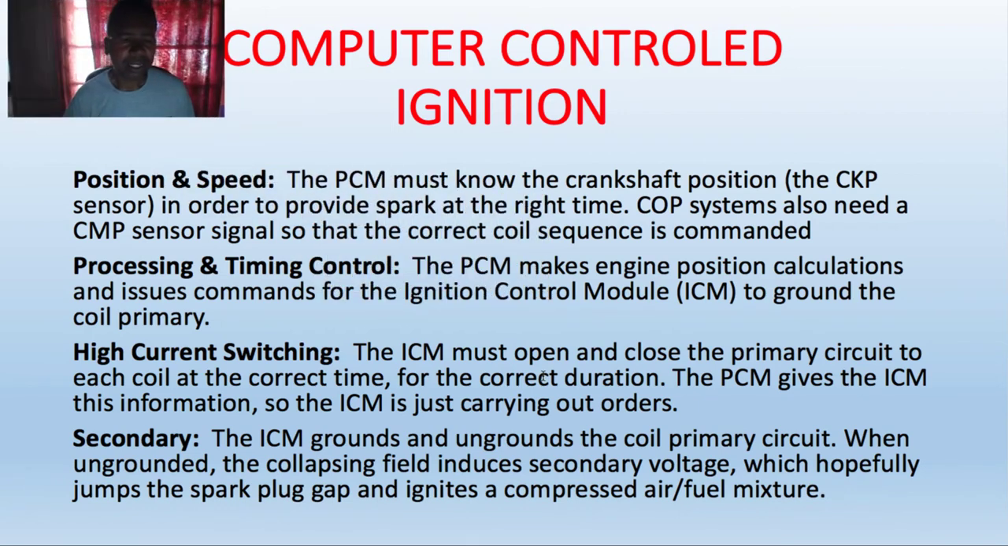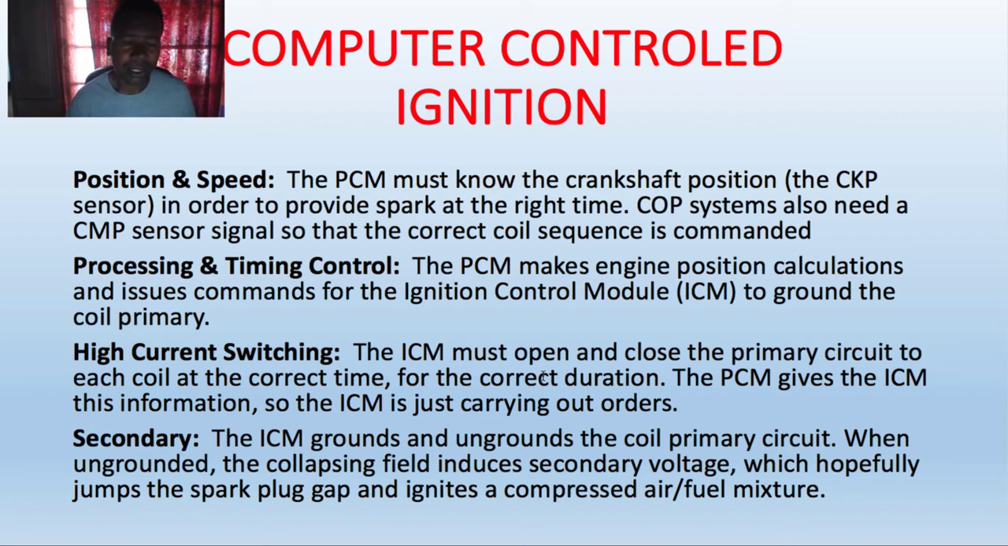With computer controlled ignition, the PCM must know the crankshaft position in order to provide spark at the right time. The system also needs a cam sensor signal so that the correct coil sequence is commanded. Processing and timing control: the PCM makes engine position calculations and issues commands for the ignition control module to ground the coil primary. That's what I said earlier. On a computerized car, you need inputs into the computer to know when to ground the primary circuit to control the current flow for the primary ignition circuit before it fires the secondary.